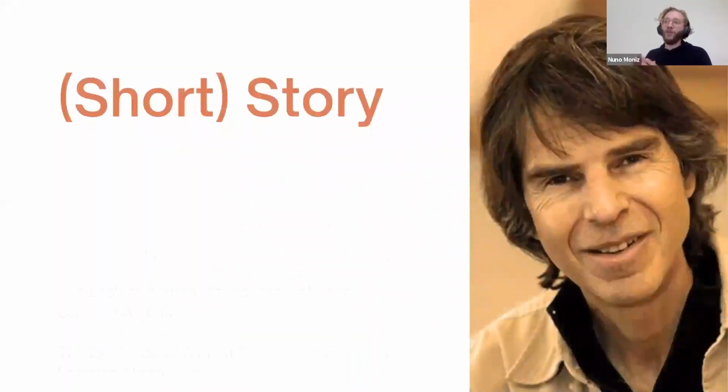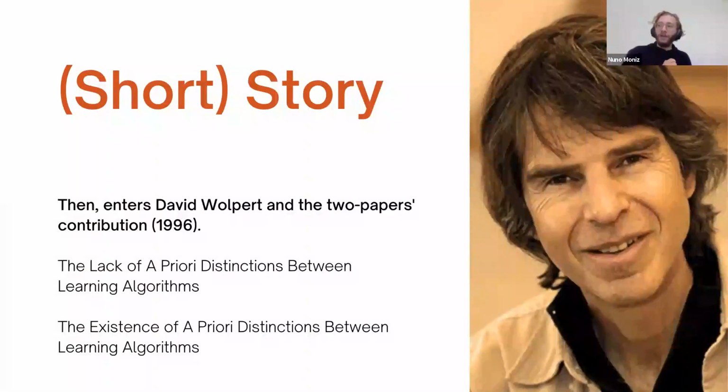and this is what David Wolpert picked up. Since the beginning of the 90s, I think 89 until 96, there was a lot of discussion in these fields concerning this issue. But David Wolpert is the first to formalize it, which is the application of no free lunch in machine learning. And he comes out with two papers almost simultaneously: the lack of a priori distinctions between learning algorithms and the existence of a priori distinctions between learning algorithms.